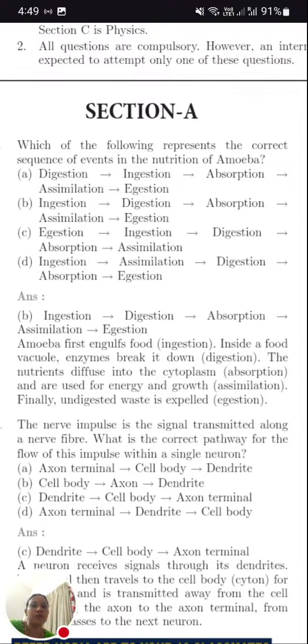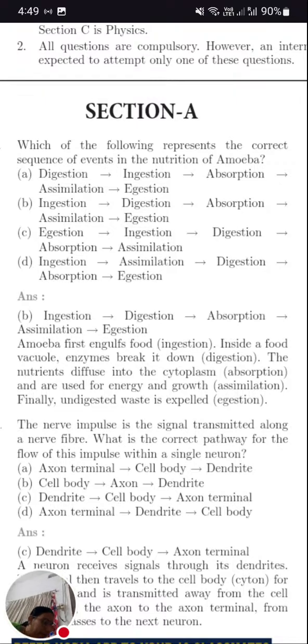So what is the first step? Ingestion. Then after ingestion, if it is taking the food in, then it should be digested. So the second one is the digestion part. Then comes absorption. So here, ingestion, digestion, absorption. After absorption, it has to assimilate. Then the final step is egestion. So B is the correct answer. Repeating once again, ingestion means it is taking in its food.